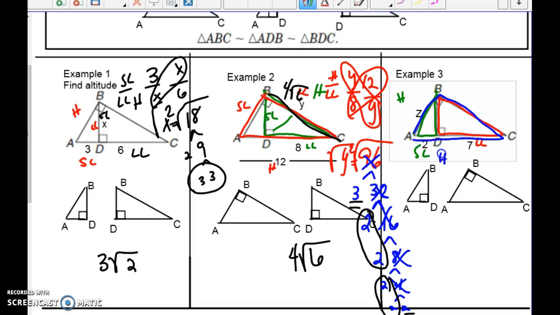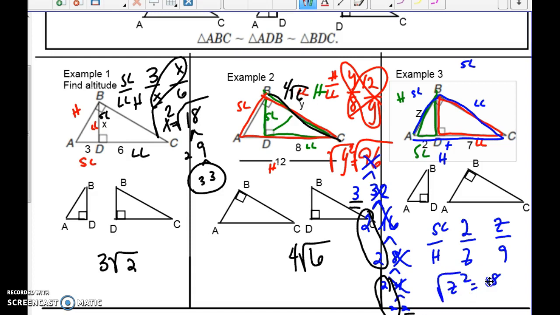I have the hypotenuse, which is going to be 7 plus 2, right? And then I have the short leg and the long leg. So short leg and hypotenuse is probably what we're going to be looking at. I'm going to do it down here. Short leg over hypotenuse. So my short leg was 2 over z. And if I look at my large one, my short leg is z over 9. So that gives me z squared is equal to 18.